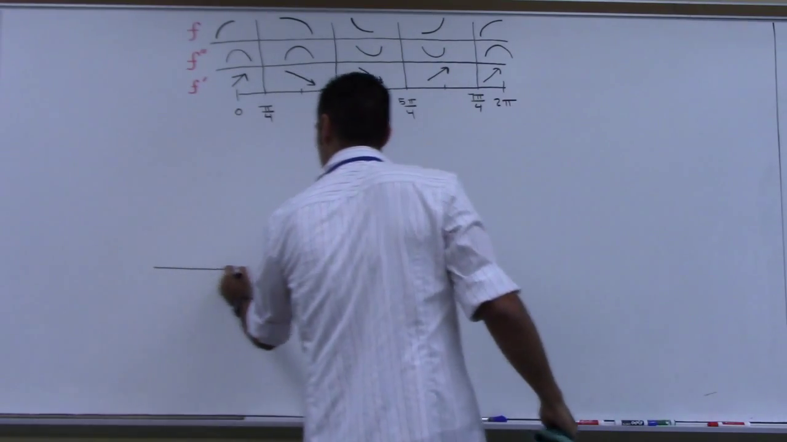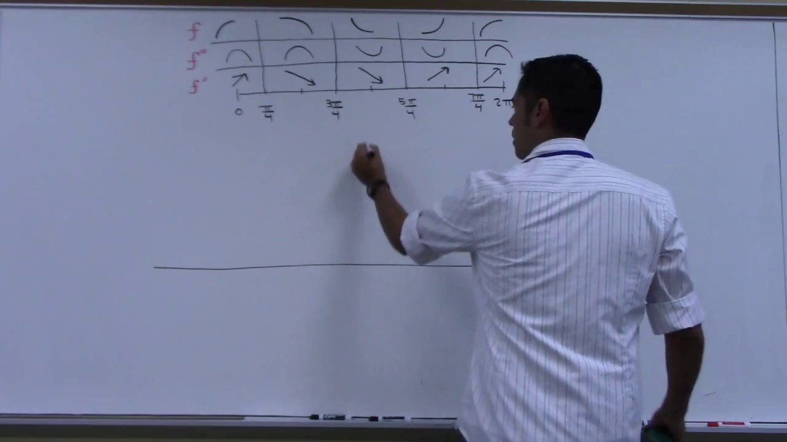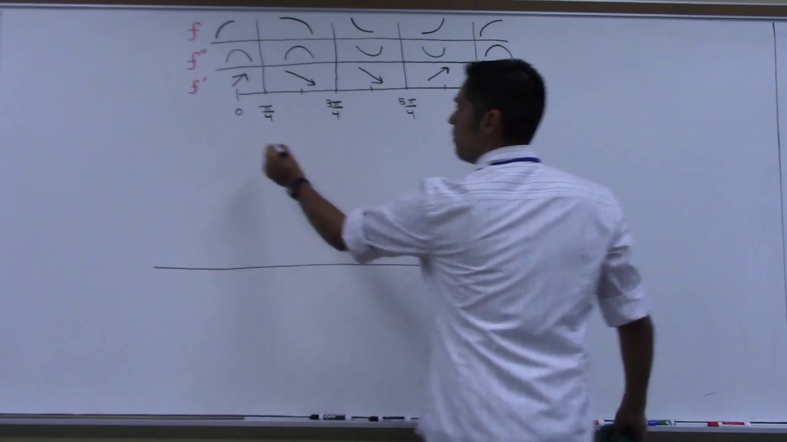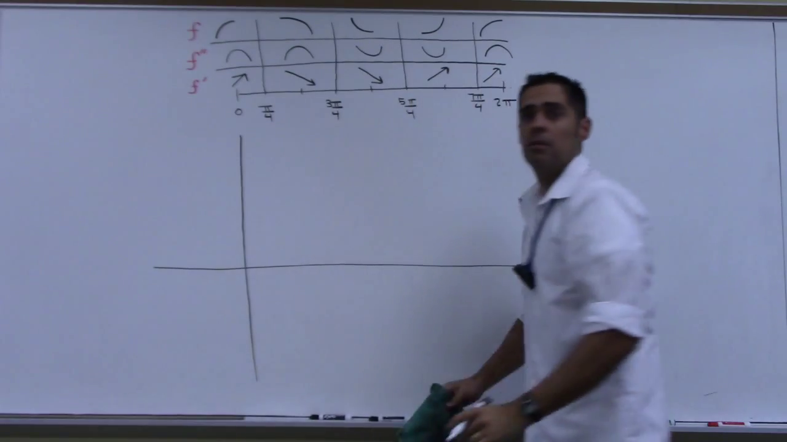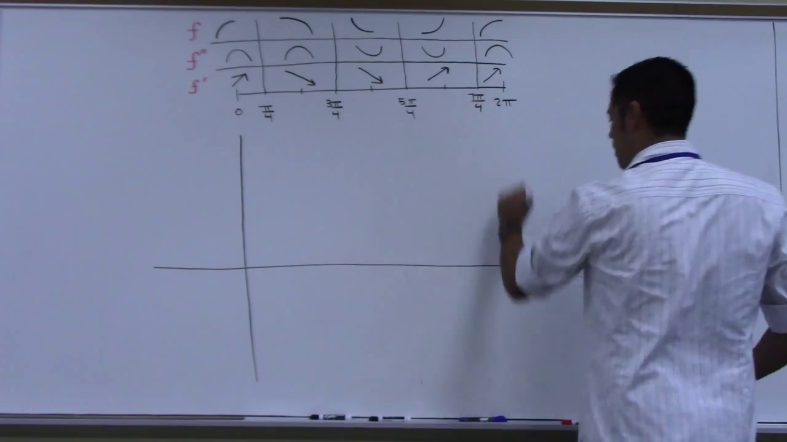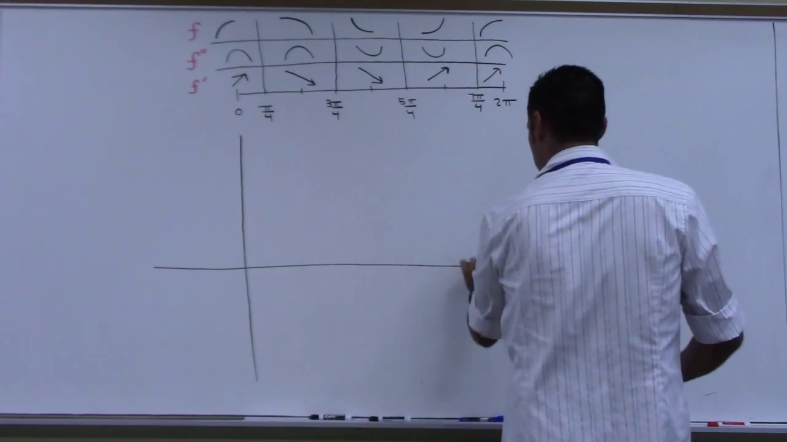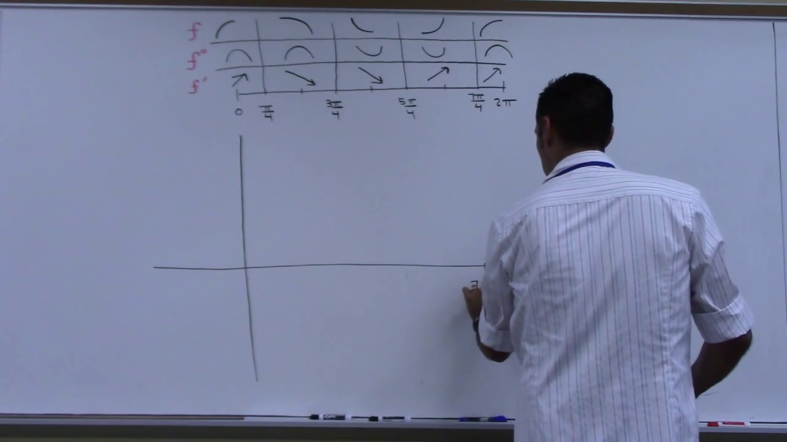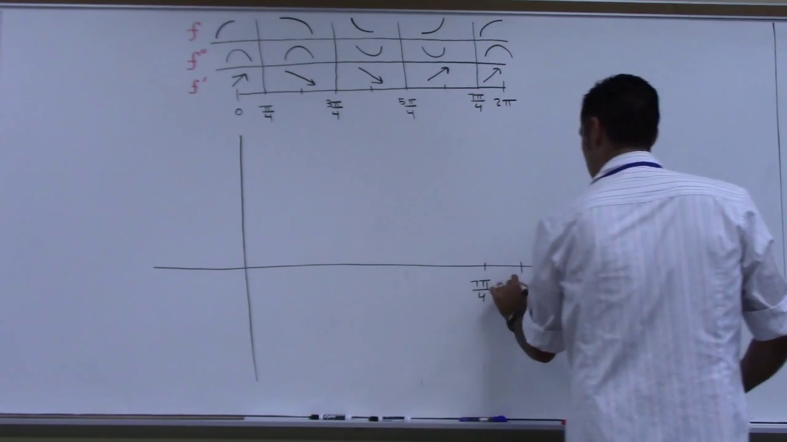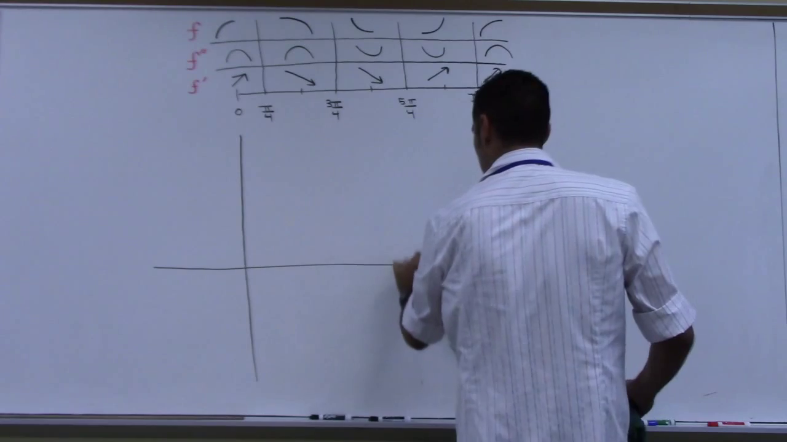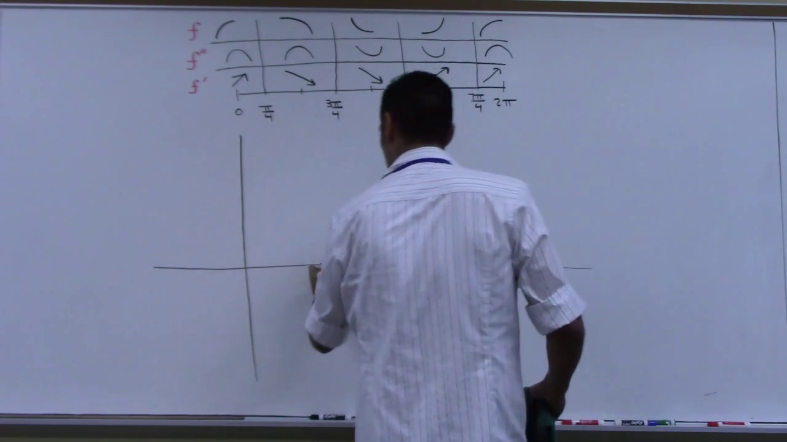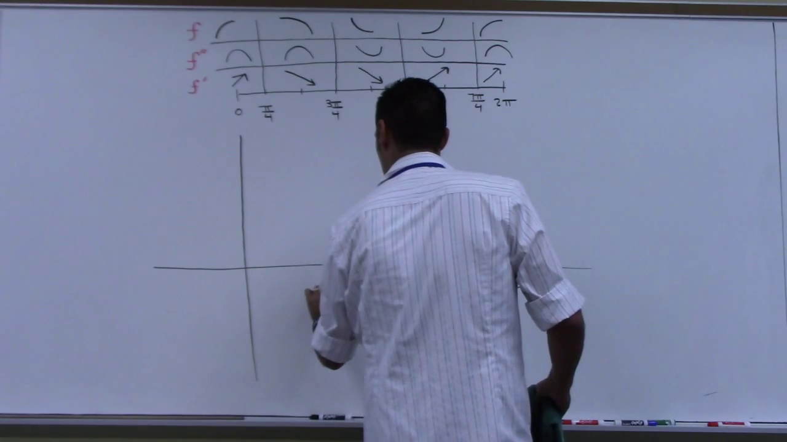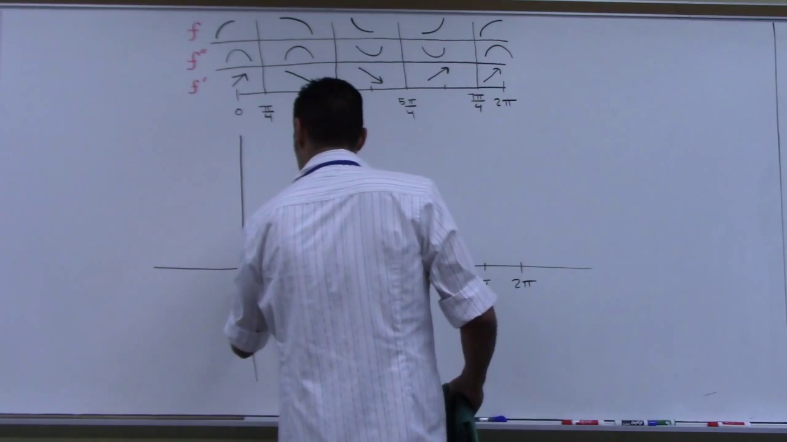Here's my x-axis. And then, let's see, my y-axis is over here, isn't it? Because that's x equals 0 over there. Over here is 2 pi. So I'm just going to translate these points straight down. Straight down. Straight down. Straight down.